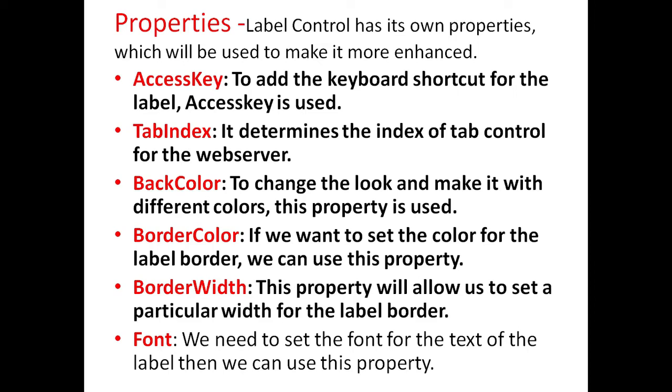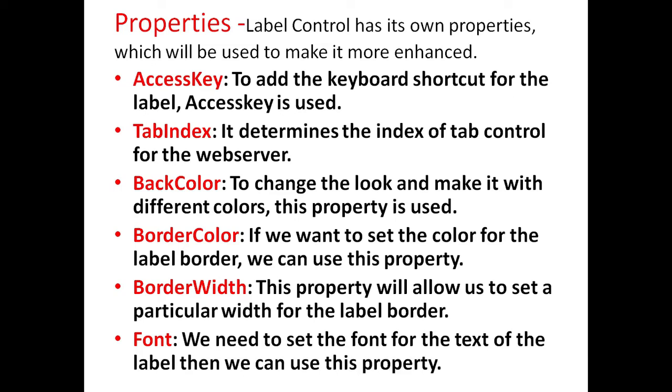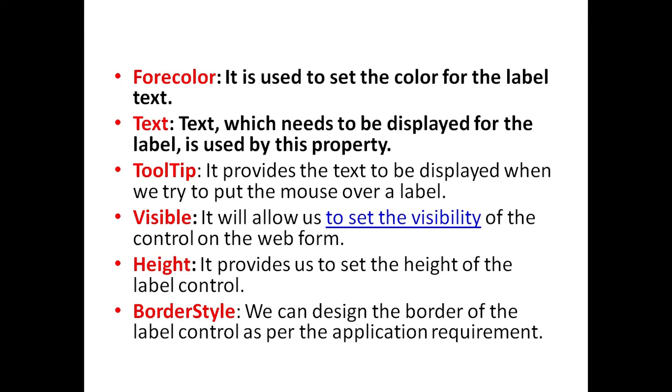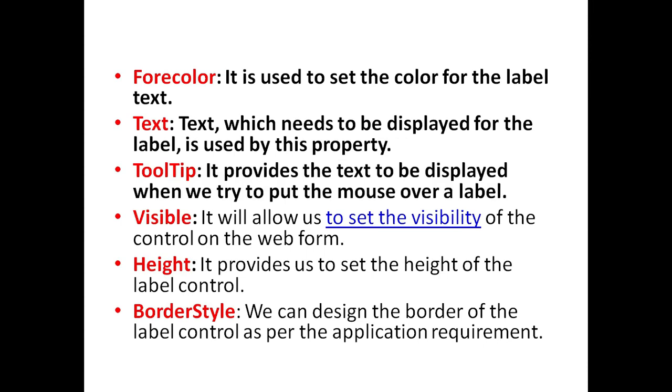BorderWidth property is used to set a particular width for a label border. Font property is used to set the font for the text of the label. ForeColor property is used to set the color for the label text. Text property is used to set the text to be displayed for the label. ToolTip property provides the text to be displayed when we try to put the mouse over a label.